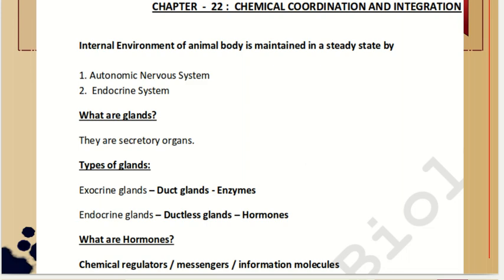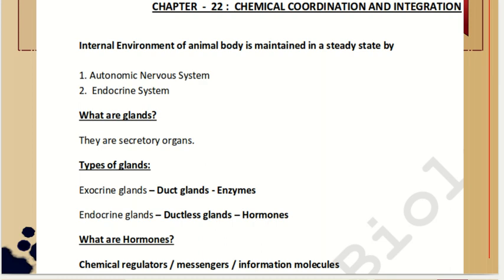There is an internal environment of the animal body which is maintained in a constant state, and we also call this homeostasis, the maintenance of a constant internal environment. The internal environment is maintained constant by two systems, the autonomic nervous system and the endocrine system. You have to remember that homeostasis is maintained by the autonomic nervous system in coordinated activity with the endocrine system. If you define what glands are, they are secretory organs.